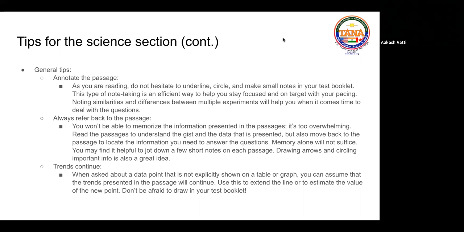So trends continue. When asked about a data point, 1 second. It seems like there's some tech errors. All right, now some people messaged me about some tech errors. 1 second, let me just fix this.